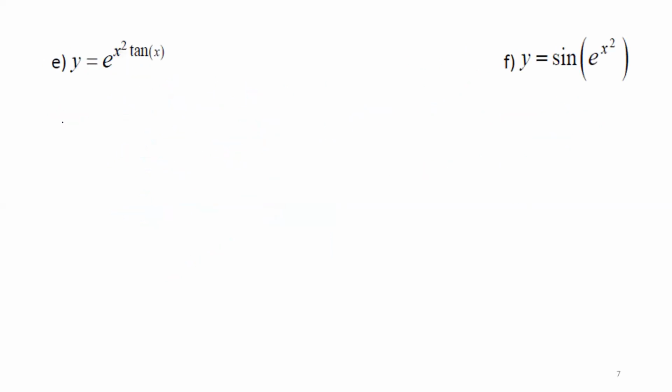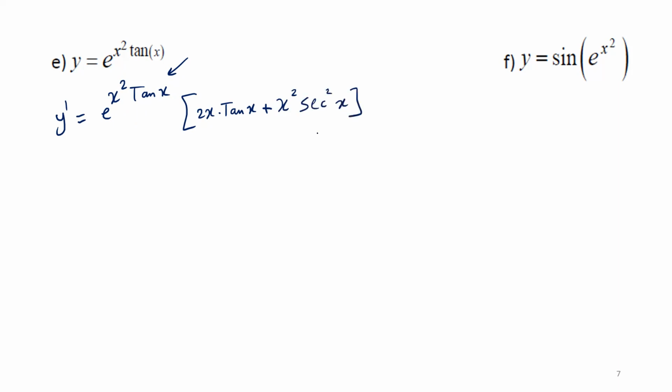Last questions now. I have this one: y prime equals, now I have an exponential function, so just write the same function again, e to the x squared tan x, times, as you see, the power is a product of two functions. You can derive x squared as 2x times tan x, plus keep the x squared as it is and derive tan x as secant squared x, and this is the answer. You can multiply this inside or not, no problem.